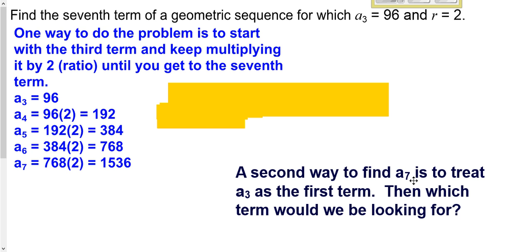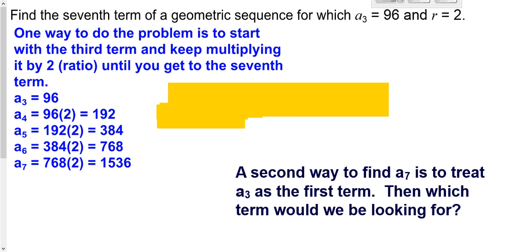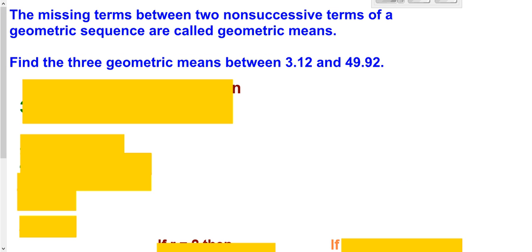There we go. So then I could use my formula just like I was doing on the previous page here. Put in my first term, put in my ratio, my first term really being that third term, my ratio, and plugging in 5 for my fifth term. So that's a second way it could be done. Most of these problems can be done in multiple ways.